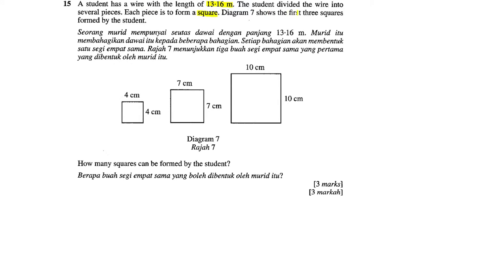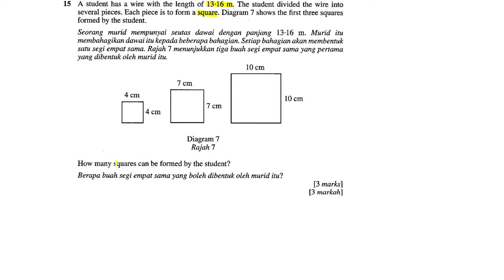Diagram 7 shows the first 3 squares formed by a student. So you can see the first square, the length is 4, 4, which means 4, 4, 4, 4, right? The second one is 7, 7, 7, 7. The third one is 10, 10, 10, 10. So you know that the fourth one should be 13, 13, 13, 13. Fifth one is 16, 16, 16, 16, and so on.